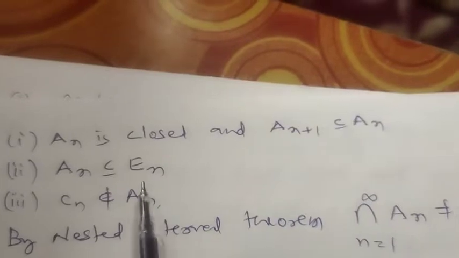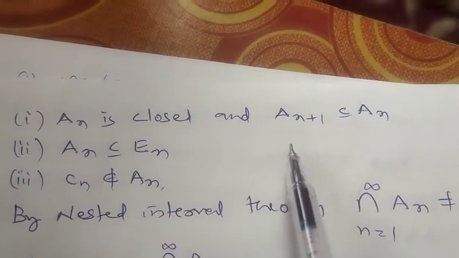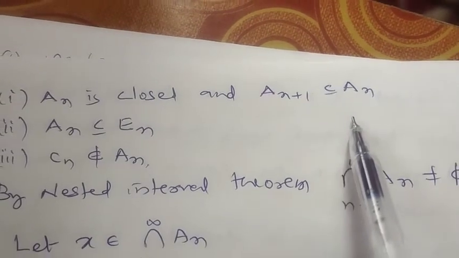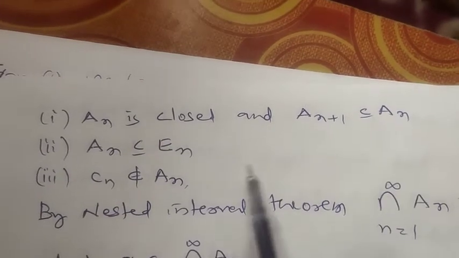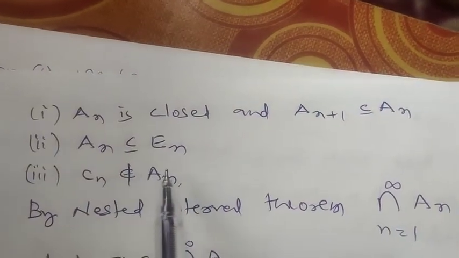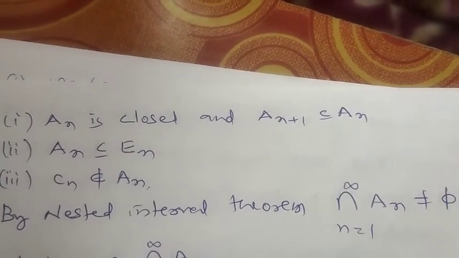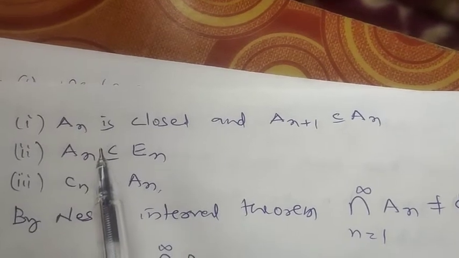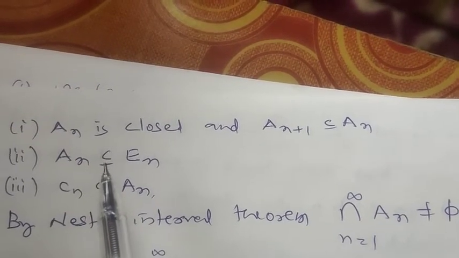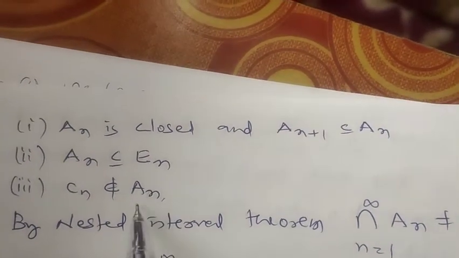First, An is closed because An is one of the closed intervals. Second, An+1 is certainly contained in An, and An is contained in En. Third, we denote An by the interval which does not contain Cn, so Cn does not belong to An. These are the three conditions.